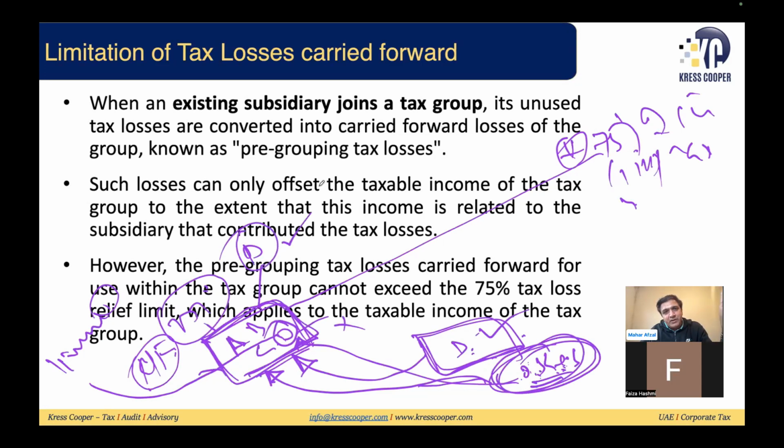There are two conditions to adjust the pre-grouping losses: 75%, and that there should be an income of the respective subsidiary. It will be adjusted against the respective income. If these losses have not been adjusted fully, then D can carry forward the pre-grouping losses against its taxable income in the future. Any other losses of A, B, C, group losses or pre-grouping losses other than the subsidiary's, D will not carry forward. We'll look into the example as well.